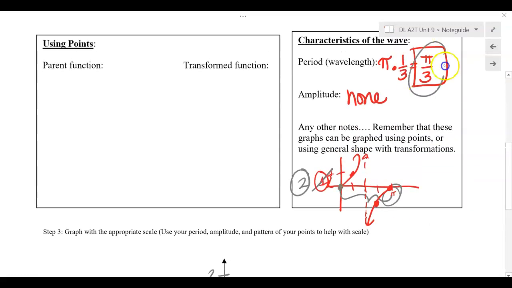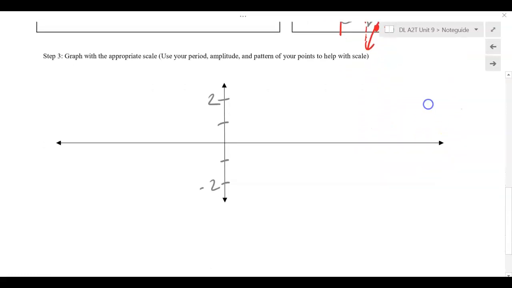In this case, our period is pi over 3. So we want that fourth mark to be pi over 3. And remember, if you're figuring out what that means for what you're actually counting by on your scale, you're going to split that up since it's the fourth mark. That means each individual mark is kind of counting by pi over 12s. So 1 pi over 12, 2 pi over 12 would be pi over 6. 3 pi over 12 would be pi over 4. 4 pi over 12 would be pi over 3.